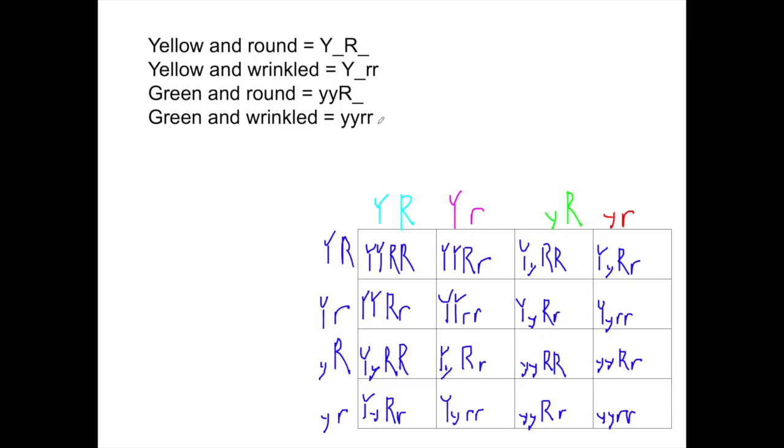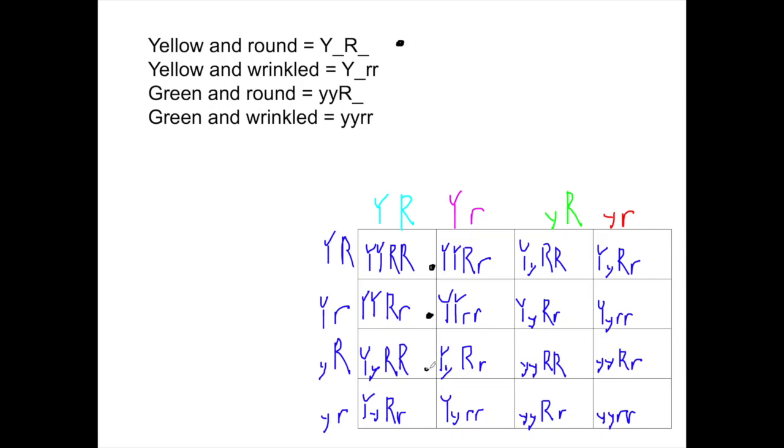So what I want to do is find every square that has at least one big Y and at least one big R at the same time. Whenever I find those squares, I'm going to put some symbol, let's say a dot, inside each of them. So this one has at least one big Y and at least one big R, so it's going to be a dot. At least one big Y and at least one big R, doesn't matter that the second R is a little r, so it's going to be a dot.